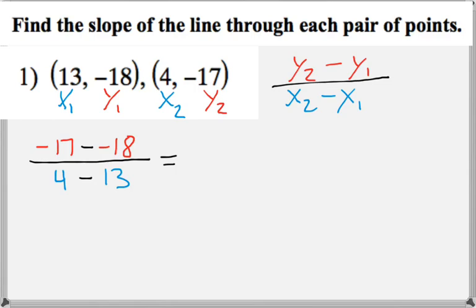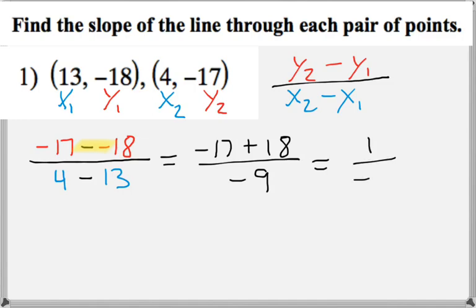A negative 17 minus a negative 18 becomes a plus, so we are looking at a negative 17 plus 18 over a 4 minus 13, which gives us a negative 9. Our negative 17 plus 18 is a 1, so we arrive at our slope of this line is a 1 over negative 9.